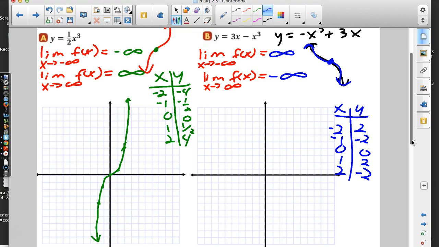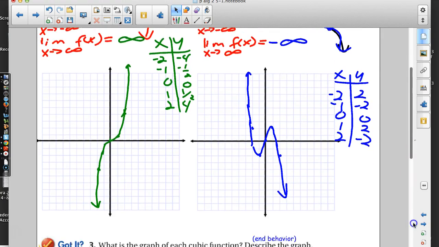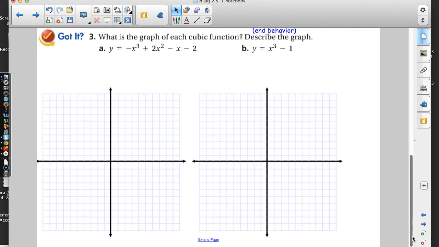Anybody else having issues with GC? Looking about like so. Anybody else need help? Well, then let's go on. We have 2 more.